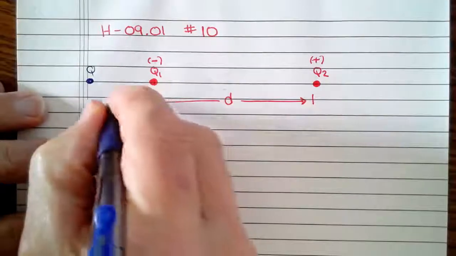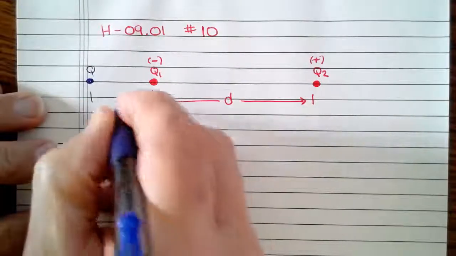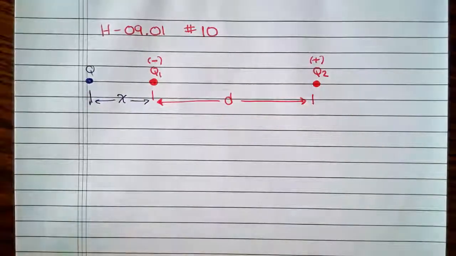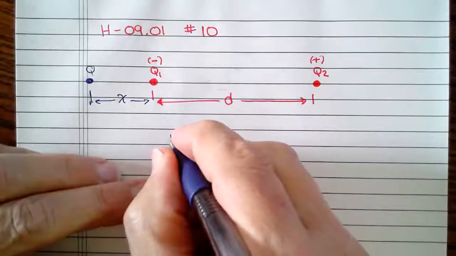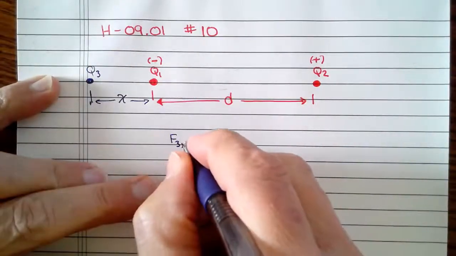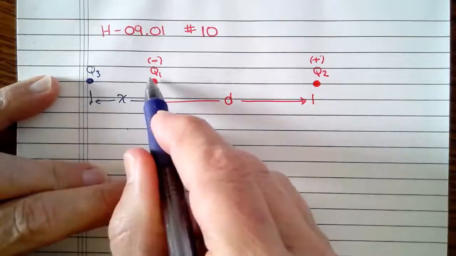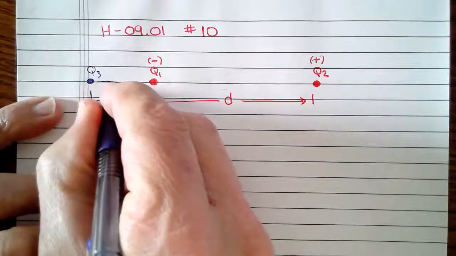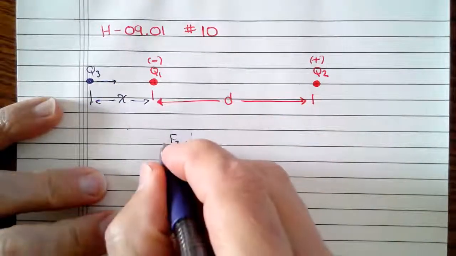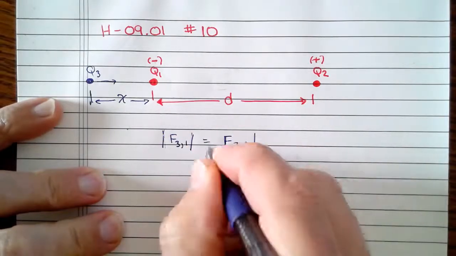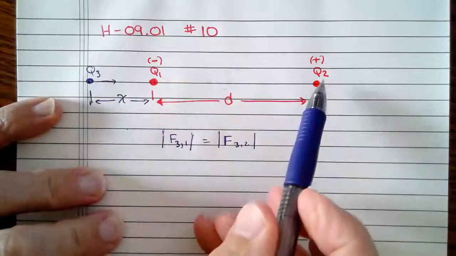So we're going to call this Q, and I'm going to call the distance from here to here x. So let's call this distance x. And then you're going to do the same thing you did in problem number 2. You're going to say the magnitude of the force on 3, so we're going to call this Q3, due to 1, and since imagine this being positive and that being negative, that's going to be to the right. There's going to be a force to the right. That has to equal, the size of it has to equal the force on 3 due to 2.